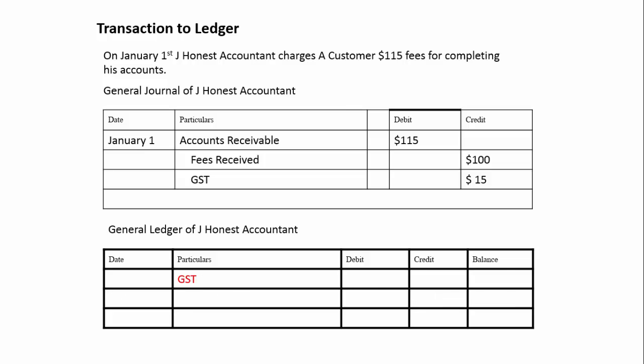And GST here, which is a liability account. It's a liability to the government. We owe the government, and it's $15 credit. It's an increase in liabilities, and it's come from accounts receivable on January 1st. So those are the 3 accounts involved in how they look.